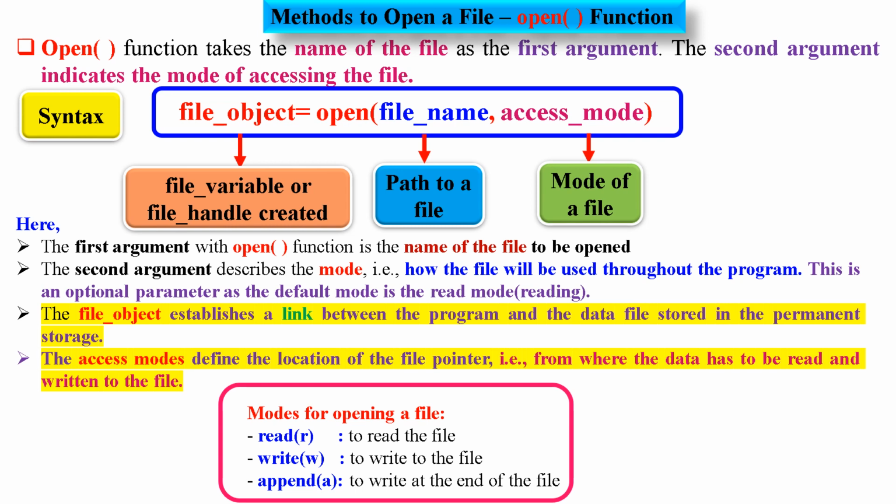The access modes define the location of the file pointer, that is, from where the data has to be read and written to the file. Modes for opening a file are: read, R mode, to read the file; write, W mode, to write to the file; append, A mode, to write at the end of the file.